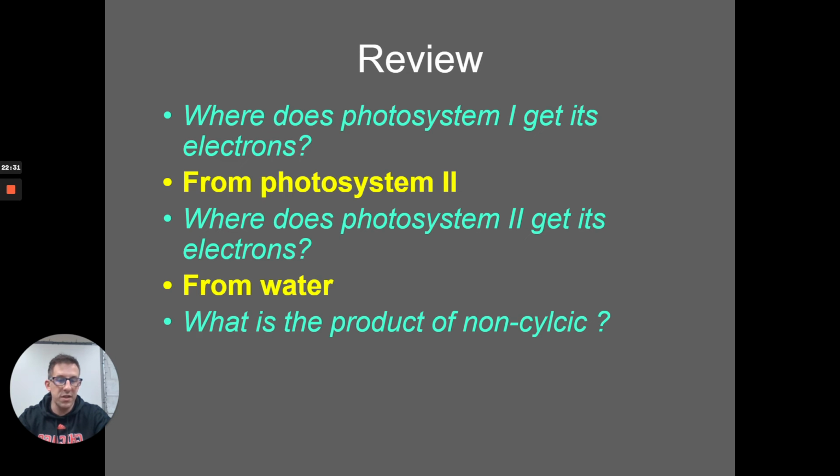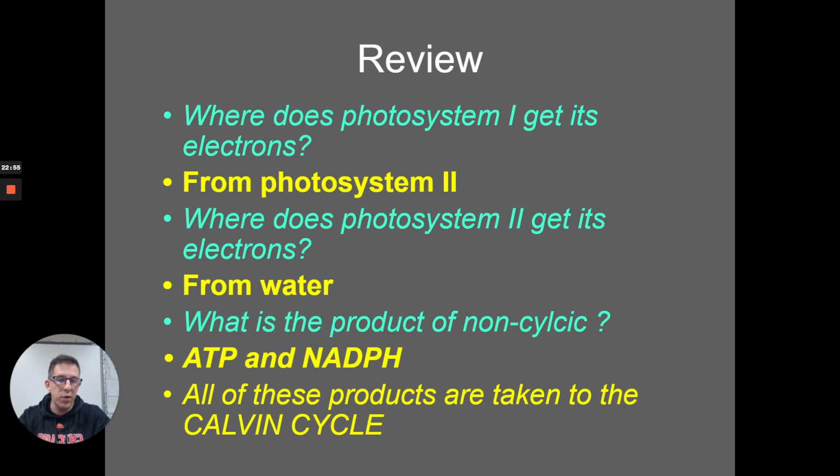What are the products of non-cyclic photophosphorylation? They are ATP and NADPH. Again, they are produced indefinitely unless there is no more sunlight or water. All of these products, ATP and NADPH, are then taken to the next phase of photosynthesis called the Calvin cycle.